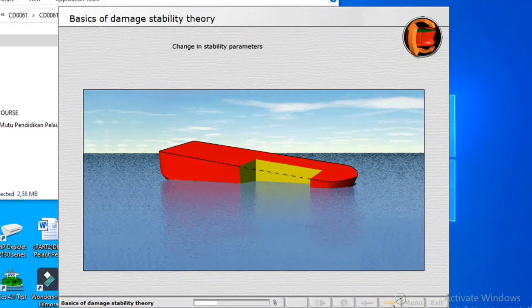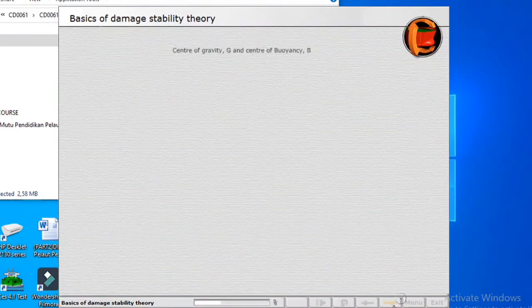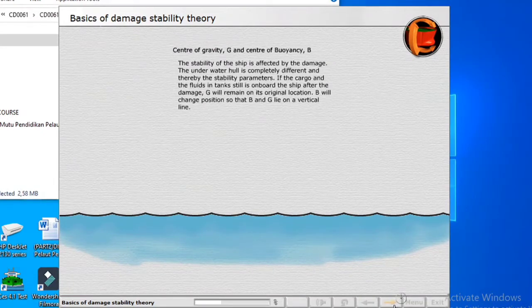Change in stability parameters. The sea feels the hull of the damaged ship as if the damaged compartments were non-existent. Center of gravity G and center of buoyancy B. The stability of the ship is affected by the damage. The underwater hull is completely different, and thereby the stability parameters. If the cargo and the fluids in tanks are still on board the ship after the damage, G will remain in its original location. B will change position so that B and G lie on a vertical line.